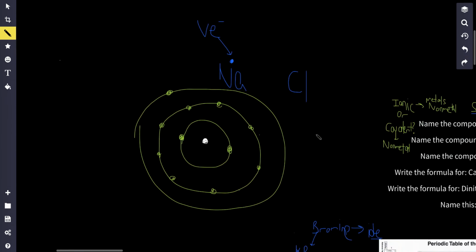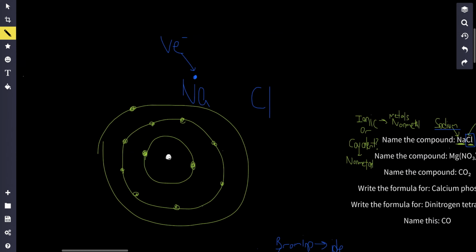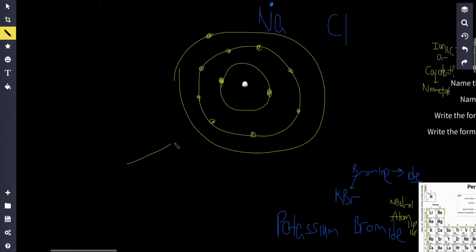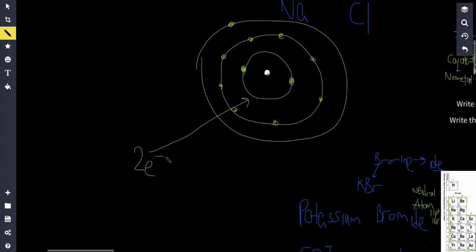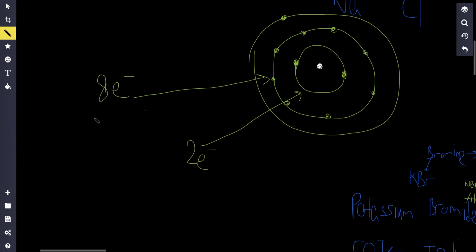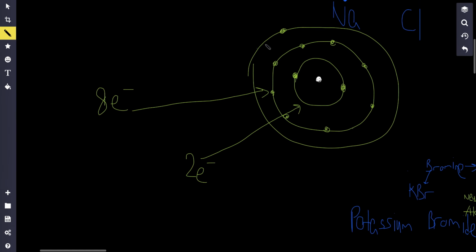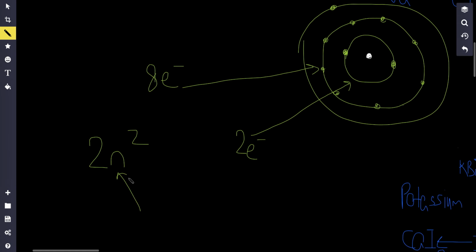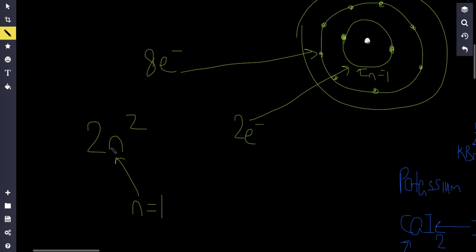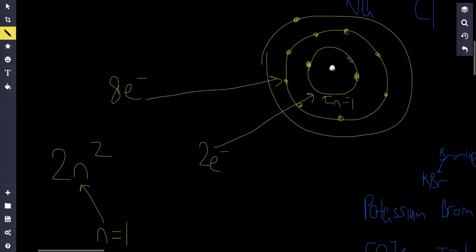I know I'm talking about a lot of topics at once, but also remember that the first shell of an atom can only hold 2 electrons. The second shell of the atom can hold 8 electrons. The amount of electrons that a shell can hold follows the formula 2n to the second power. So if n is equal to 1, my first shell, then 1 to the second power is 1, and 2 times 1 is 2. So it can only hold 2 electrons.